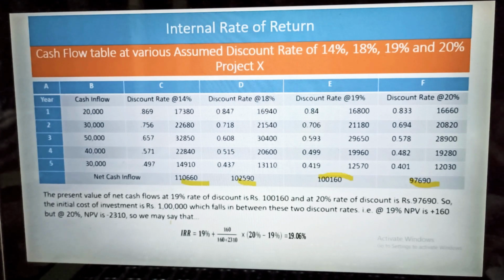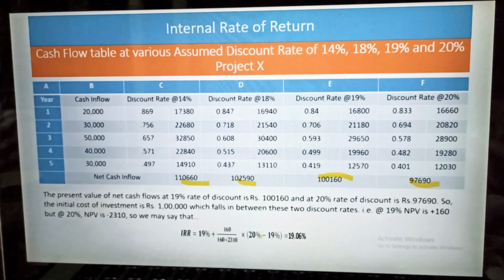So what we can say, you have to do like this. How we are calculating, 19% you will take, and the same way which we have done earlier in the payback method, we calculated the value, we found out the differences. In the same way you will do here. Internal rate of return is equal to 19% plus, you will see the first differences, means positive differences, 160 divided by positive differences plus negative differences. So positive difference 160 plus negative difference 2,310 rupees I have taken.